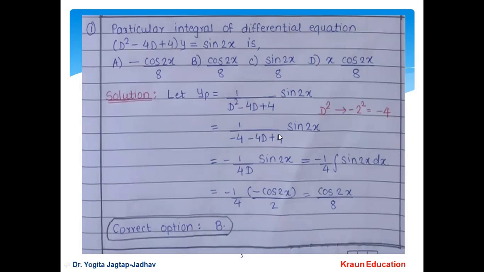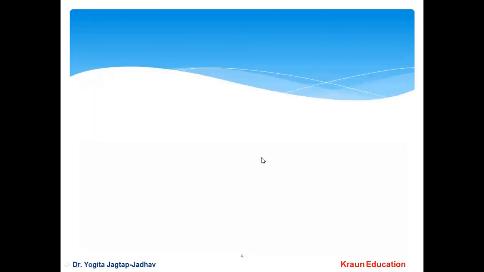Here you can see plus 4 minus 4 get cancelled and the term becomes 1 upon 4D. We know that D stands for derivative, therefore 1 upon D stands for integration, and integration of sine 2x dx is minus cos 2x upon 2, and the product of these two terms is equal to cos 2x upon 8. Therefore, the correct option is option B.